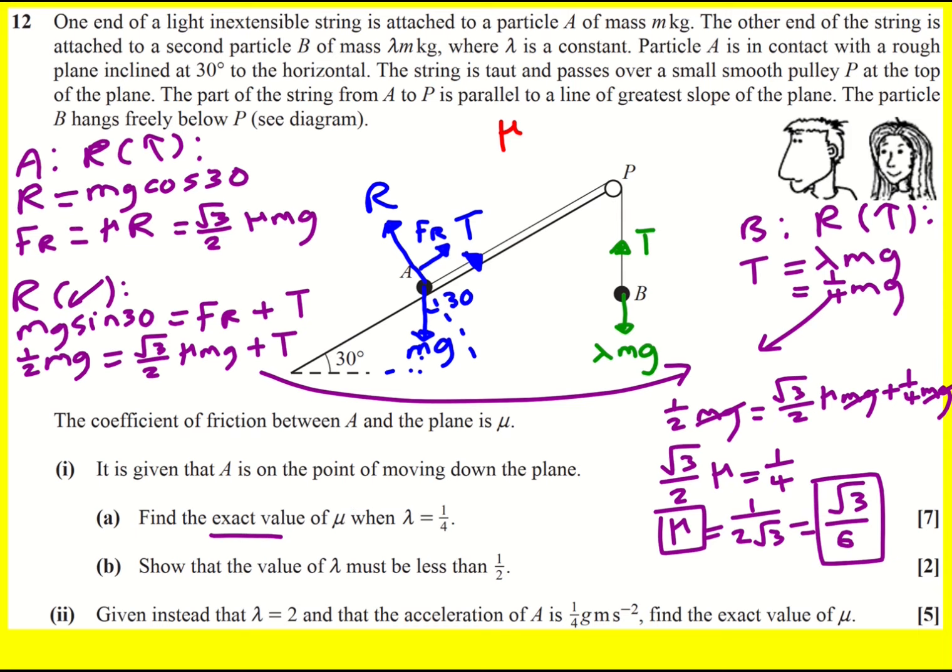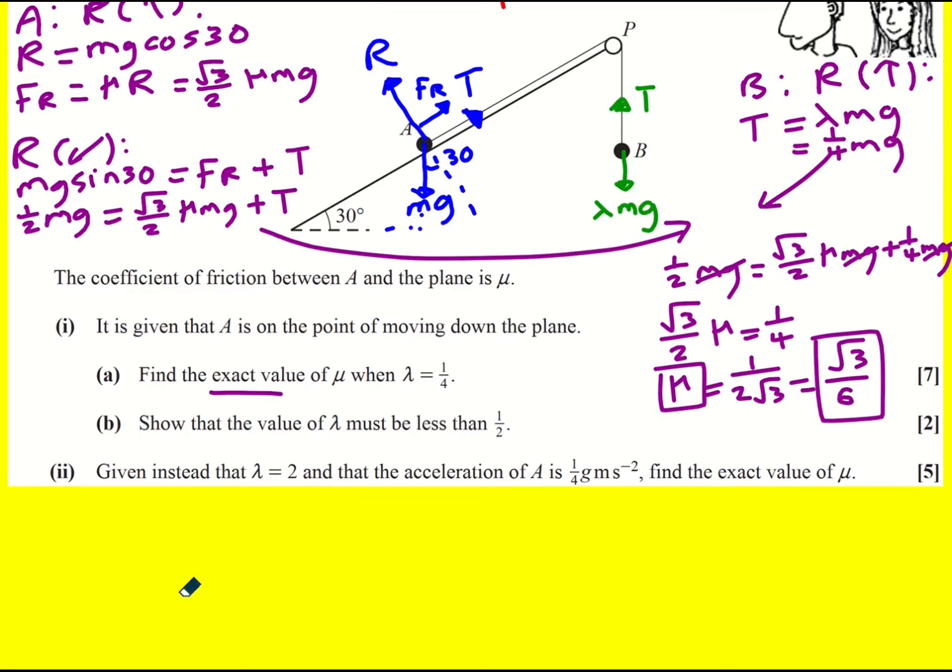On to 1 part B, we're asked to show that the value of lambda must be less than a half. I'm going to talk about this in two different ways. First of all, coming back to resolving down the plane, we must have that this mg sine theta, which becomes a half mg, minus T, because I'm applying F equals ma down the plane, must be greater than 0, since it's about to move down the plane.